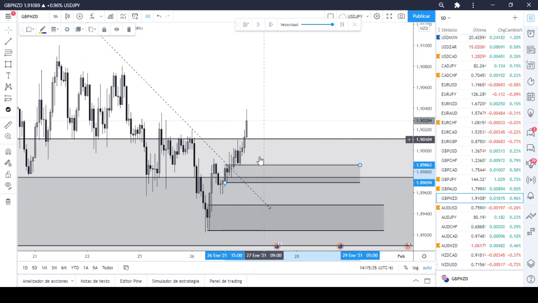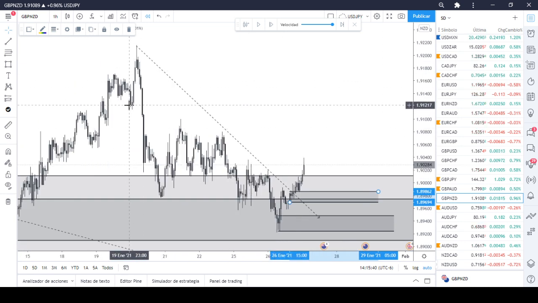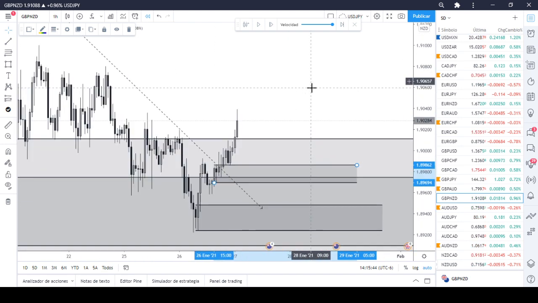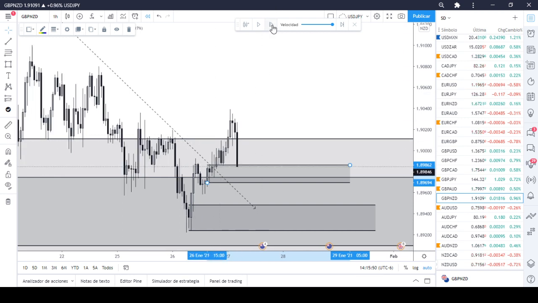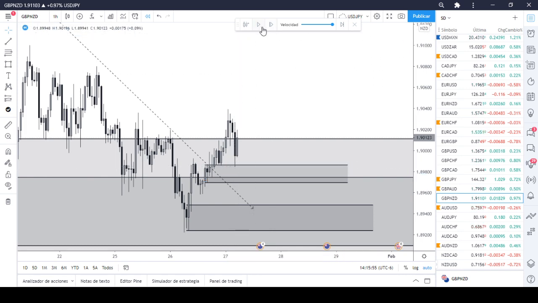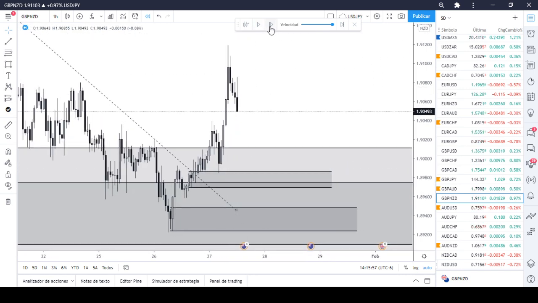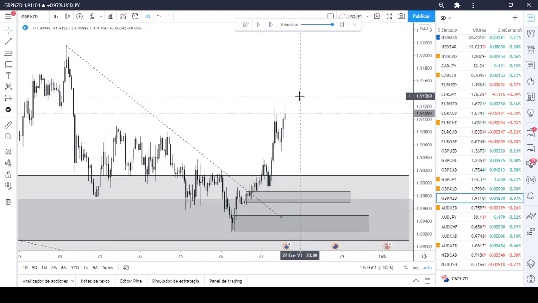I try to place my entries just at valleys, or just at peaks for supply zones. This is a peak. See, rally base drop. It has that structure. So now we just need to wait for the retracement, which was here, I guess. Oh no, there it is. Boom. Our order was filled, and then you see what happened next. Price started rallying.